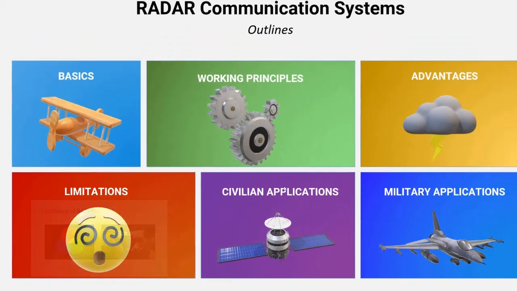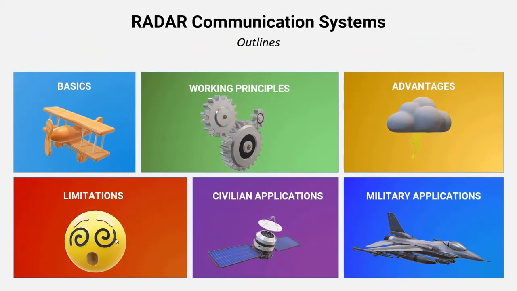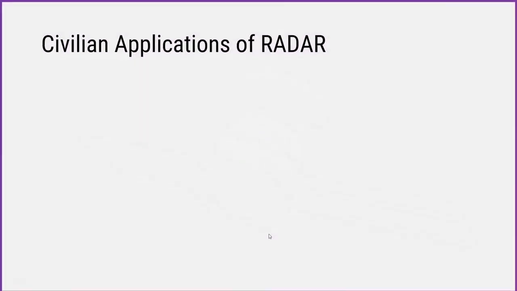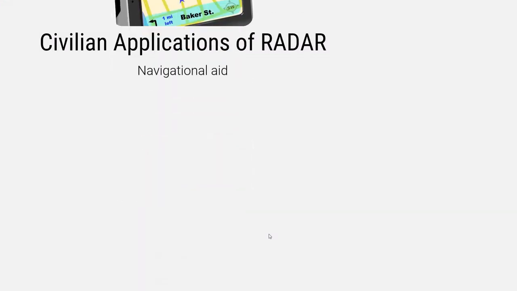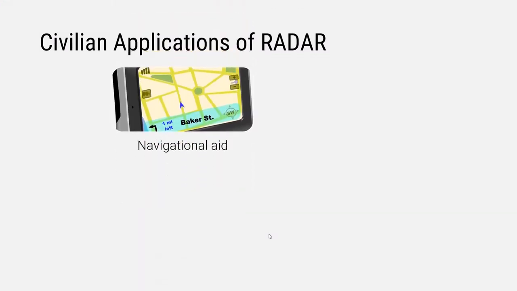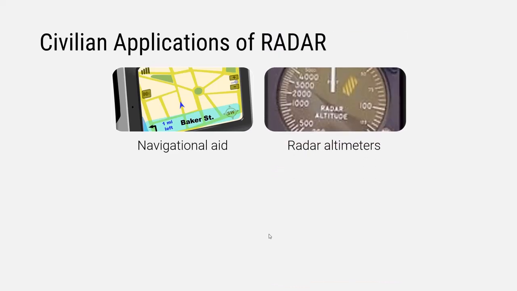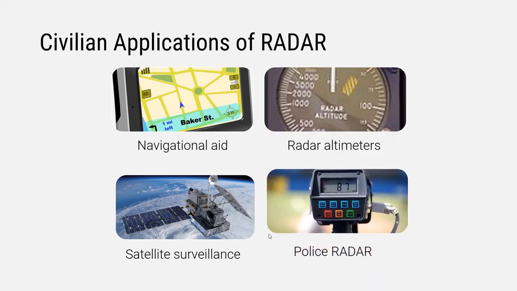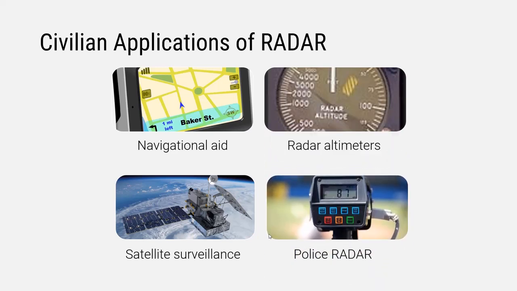I'll start with the civilian applications. In which way radar is utilized in civilian based applications. Radar is actually used in navigational systems, in ground-based navigation system and also in sea-based navigation systems. And also we are using the radar altimeters for determining the height of the plane above the ground. And we are also using the airborne radar for satellite surveillance. And police are also using radar based equipments for directing and detecting the speeding vehicles. And there are a lot of new cars coming in with the ADAS features, which is actually based on the radar systems.